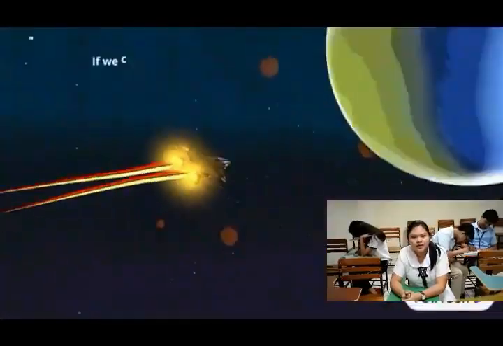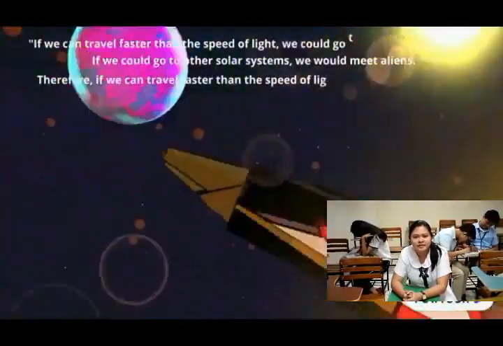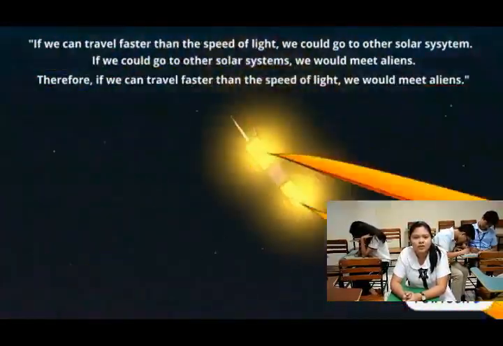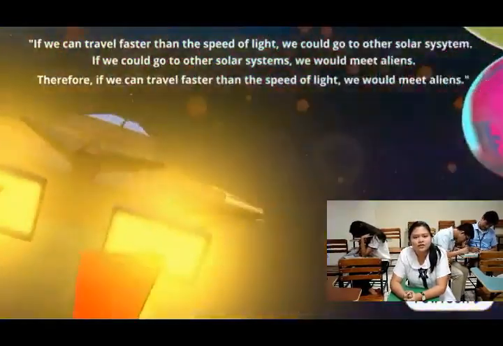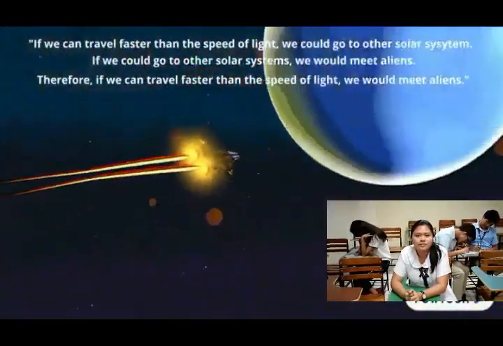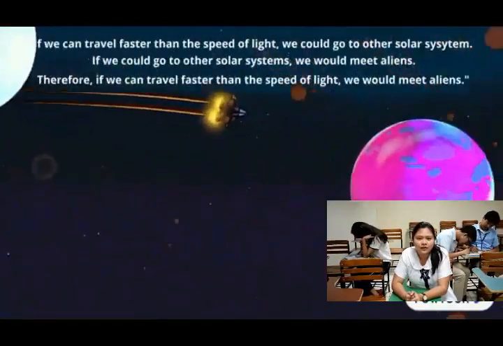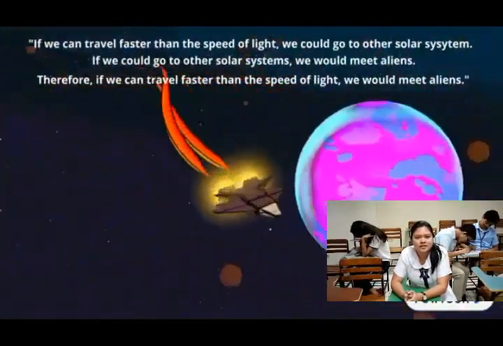Hi, my name is Mel. So for another example, let's have this argument. If we could travel faster than the speed of light, we could go to other solar systems. If we could go to other solar systems, we would meet aliens. Therefore, if we could travel faster than the speed of light, we would meet aliens.